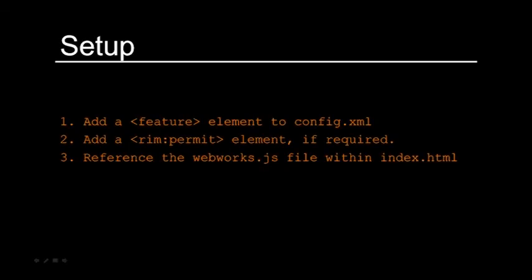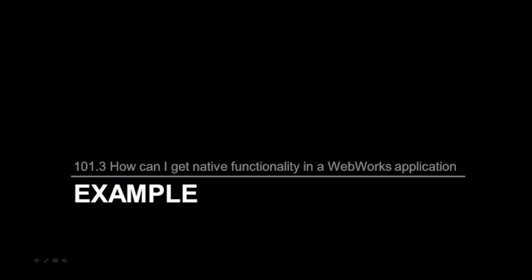Here are the basic steps in setting up a WebWorks application to make use of device or platform APIs. First, we add a feature element to the configuration file or config XML. Next, we add any permissions required by the API. And last, we reference the webworks.js file from within index.html to gain access to these APIs. Let's take a look at an example.